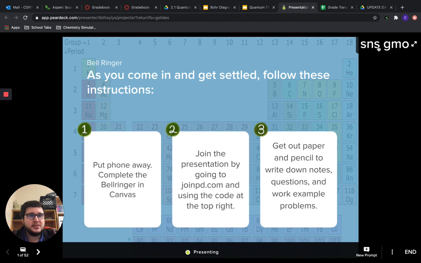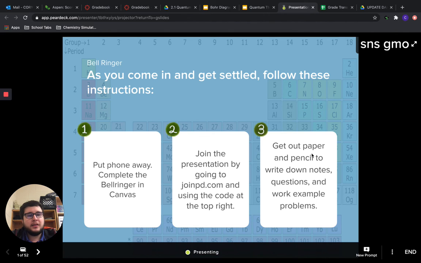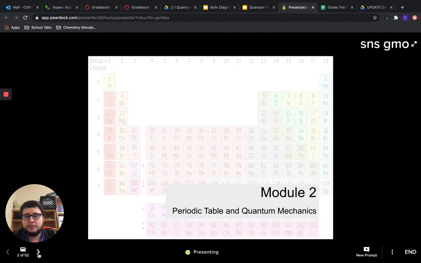That's SNSGMO. Okay, so this is a mandatory step. That way I can monitor who is participating in the lesson, who is actually trying, and I can give you feedback on your responses. Okay, and then thirdly, get out paper and pencil to write down notes, questions, and work example problems, because the more you write, the more you remember.